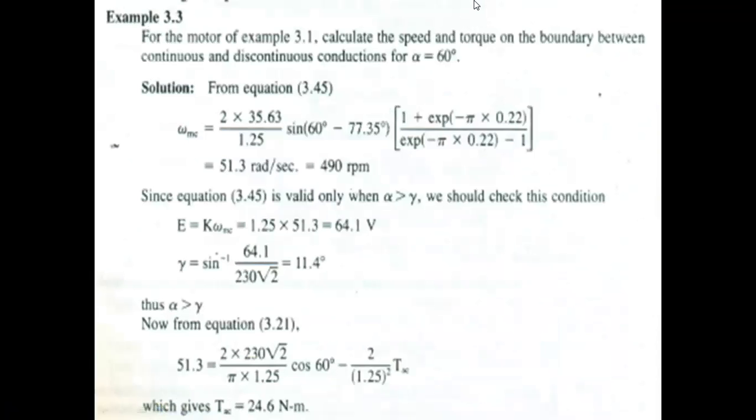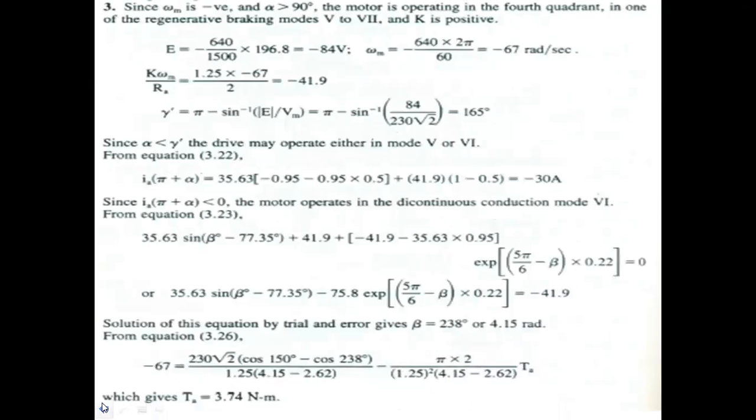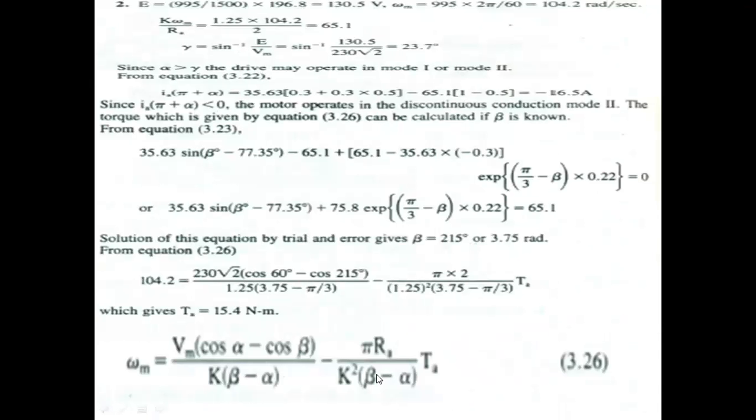So first we have to find out the value of the speed omega m. Speed is equal to 2 into Vm by Z, divided by K, 1.25, and sine alpha minus the angle. This is the formula. I will show you the omega m formula. This one is the omega m formula.